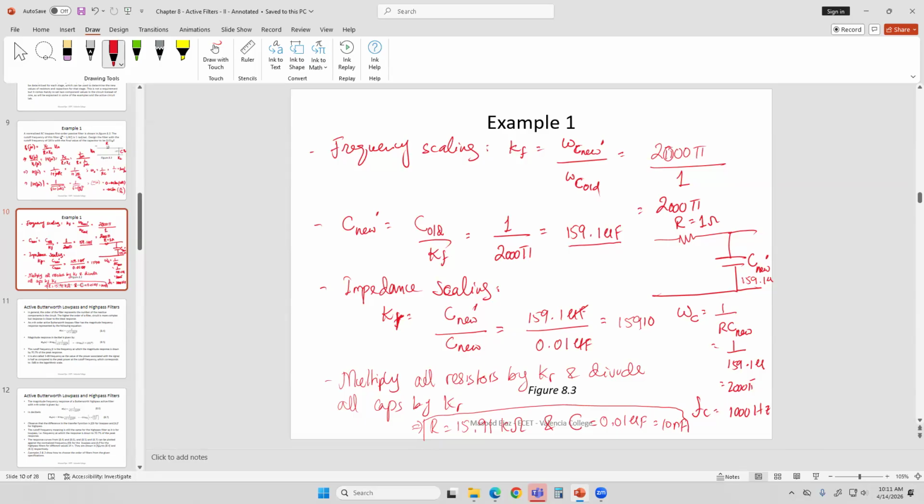The impedance of the circuit is going to be the same. If you take the original circuit and calculate the impedance at the cutoff frequency, which was 1 radian per second, that's going to be the same impedance as the new circuit that has the cutoff frequency of 1 kilohertz or 2000 pi radian per second. So the impedance at the cutoff frequency is not going to change. And you can do that if you want.